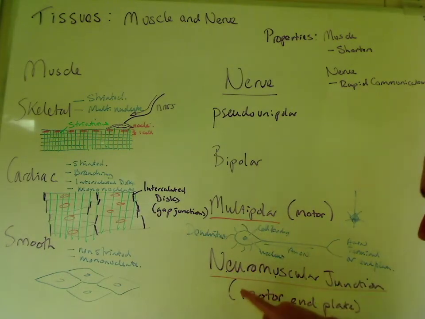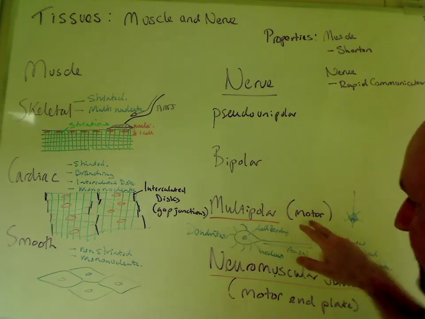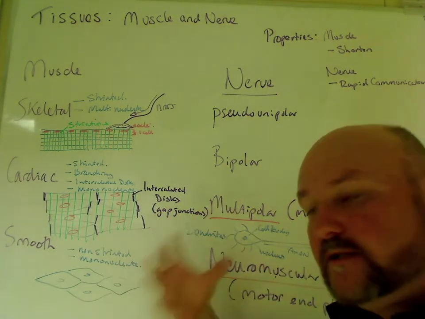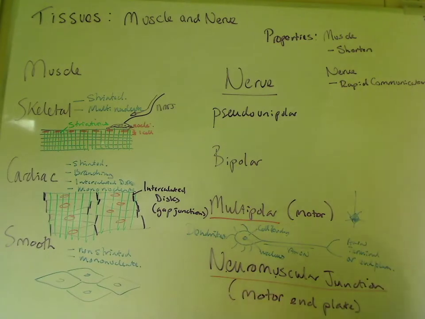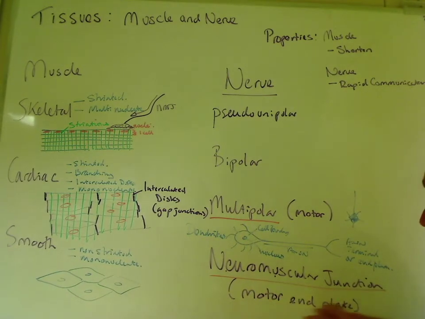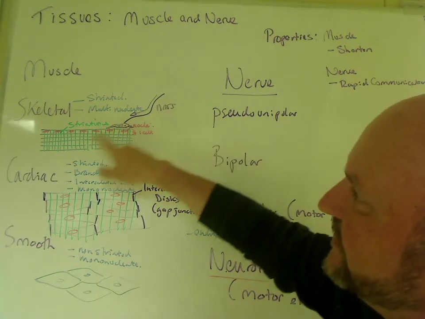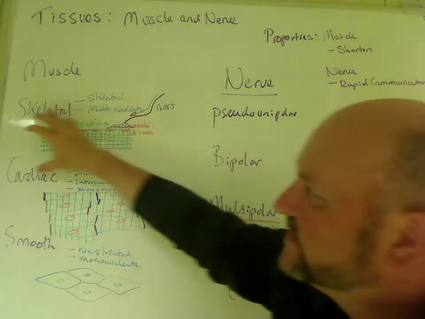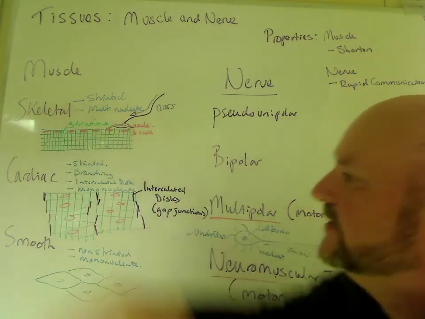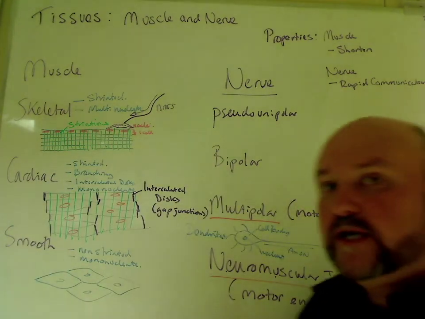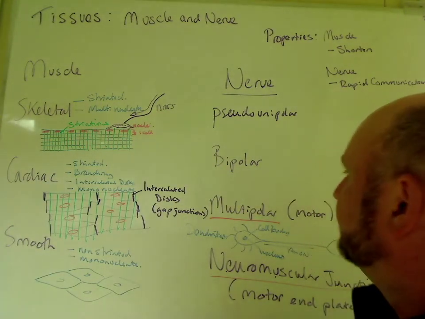So the neuromuscular junction, we call it motor because it's going to cause something to act. It's going to actually cause a motor action. And it's a motor end plate because as it comes down there and lands on the muscle, it's an end plate which is then going to stimulate the skeletal muscle to contract in a motor-like fashion.